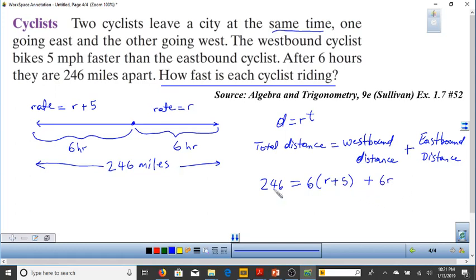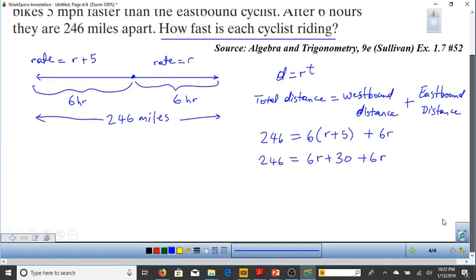We distribute the 6 and add R and subtract 30 from both sides, combine like terms. And so we get 216 is equal to 12R. And then we divide both sides by 12. When we divide both sides by 12, that becomes 18.